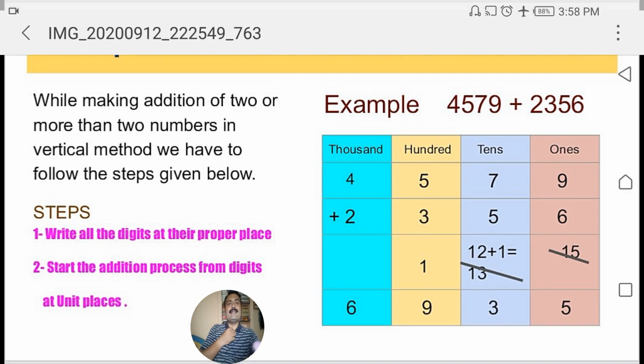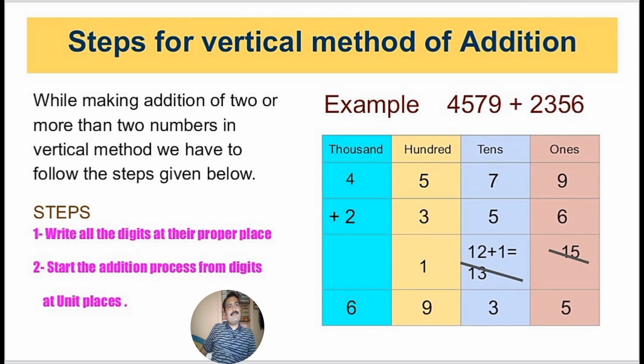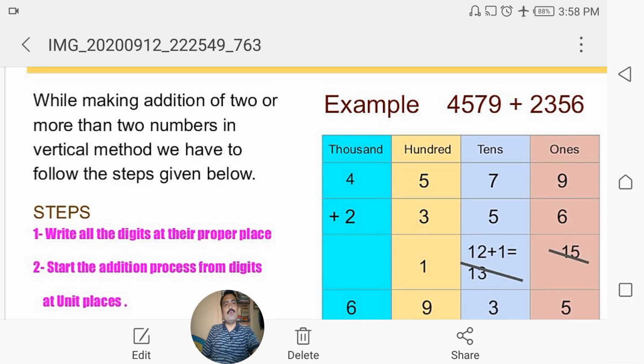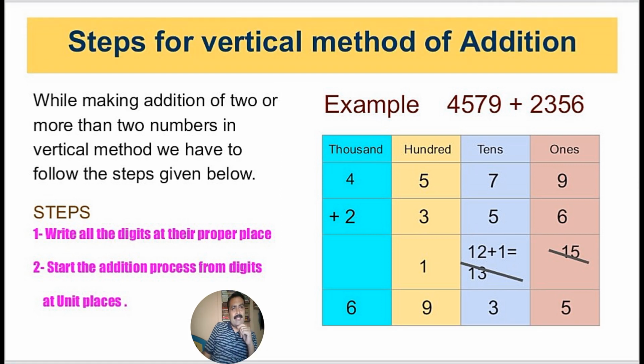The example is 4579 plus 2356. While getting the answer for this addition, let's pay attention to the vertical arrangement that I am following. Here I am making 4 columns because both numbers are of 4 digits: ones, tens, hundreds and thousands. Into these 4 columns we have to arrange both numbers.